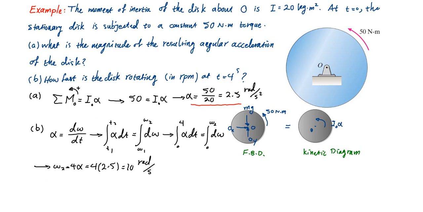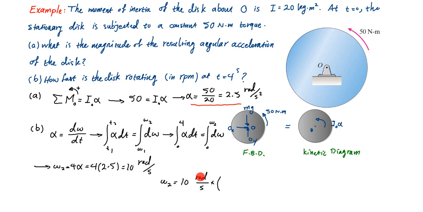Now, this velocity is in radian per second. I have to convert that into revolution per minute, right? RPM. How do I do that? Well, I'll say omega 2 is equal to 10 radian per second. Right? I multiply that. Well, I'm going to go with radian first. I want to get rid of radian.